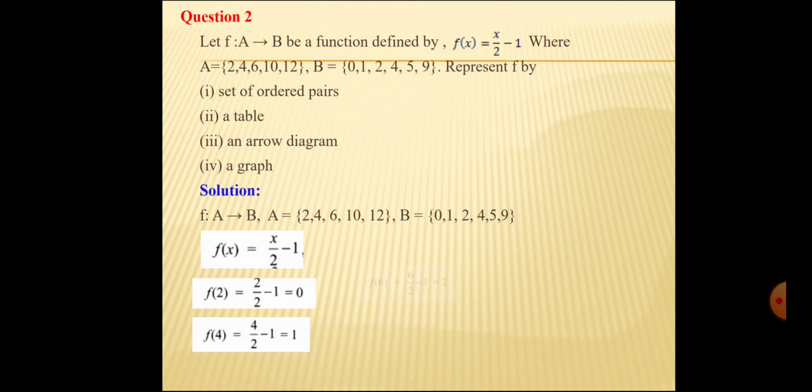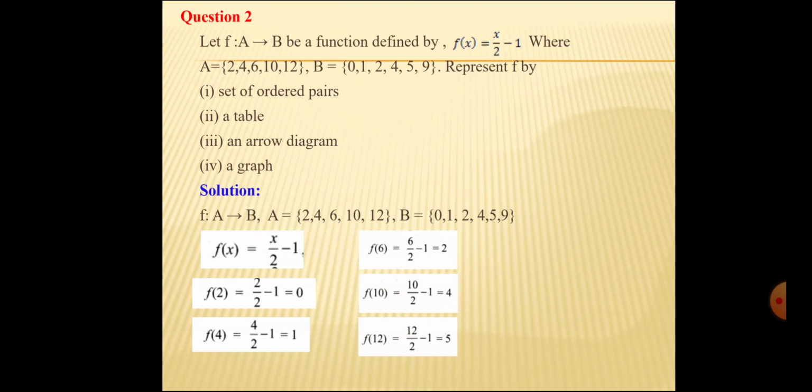Next one you substitute 6. 6 by 2 minus 1. You strike out 2 by 6 by 2, 3. 3 minus 1 equal to 2. Next 10. 10 by 2 minus 1. You strike out 2 in 10, 5. So 5 minus 1 is equal to 4. Next you substitute 12. 12 by 2 minus 1. 12 by 2 you strike out, 6. 6 minus 1 is equal to 5.